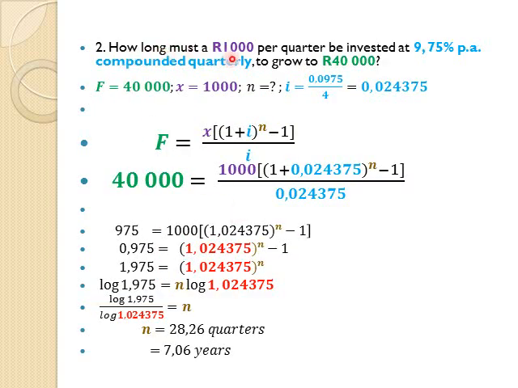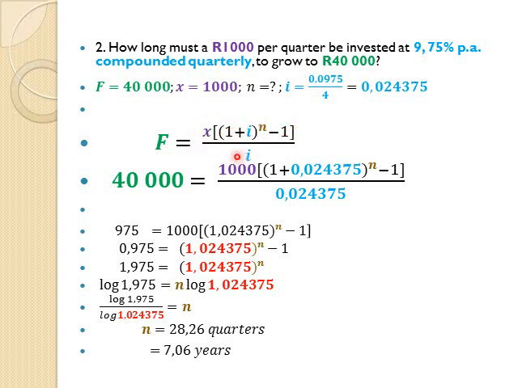Right, how long must 1,000 Rand per quarter be invested at 9.75% per annum, compounded quarterly, to grow to 40,000? So my future value is 40,000. x is 1,000 Rand because I'm paying every quarter. n is what I'm looking for. My interest, 9.75 divided by 100, 0.0975. Compounded quarterly, divided by 4 gives me 0.024375.